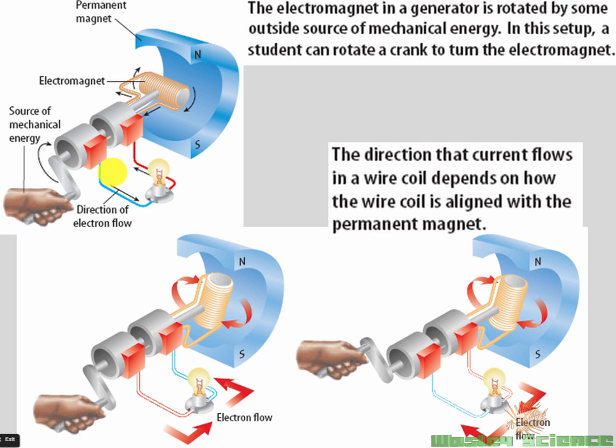The only thing that you may need to notice is that the electron flow switches back and forth as the north and the south pole of the electromagnet switch as it gets rotated, but the light will still stay on.